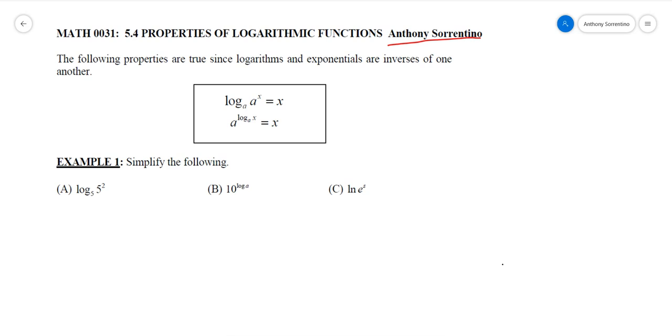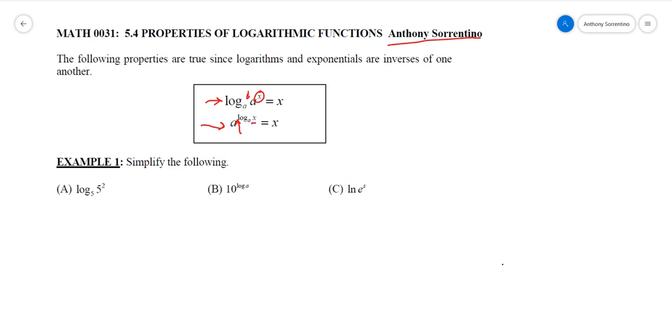One of the properties we were introduced to in the previous lesson is that if we have log base a of a to the x, where the logarithm and the exponential base are right next to each other, with nothing in between them, then they just cancel out, leaving the exponent. It works the same way if you have an exponential raised to a logarithmic base. Again, as long as there's nothing in between them, they cancel each other out, leaving me with the x right there.